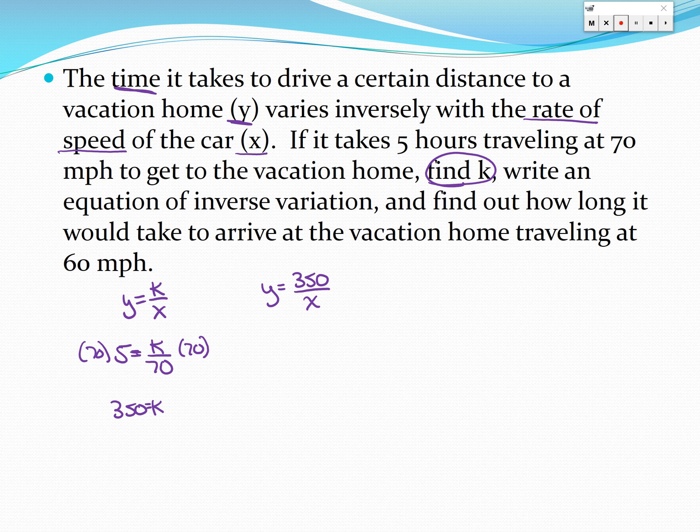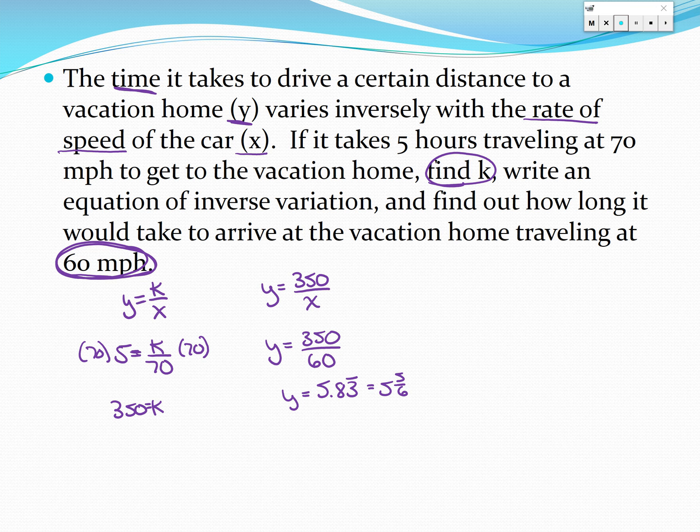Now we want to figure out how long it will take to arrive at the vacation home traveling at 60 miles per hour. 60 miles per hour is the rate of speed of our car, which is represented by x. And we end up with y equals 5.83 repeating, which would be 5 and 5/6. But to answer the question, we want to make sure it asks us how long. If somebody asks me how long it's going to take to get somewhere, I don't want to say it's going to take you 5.83 repeating hours. I want to be able to tell them hours and minutes.